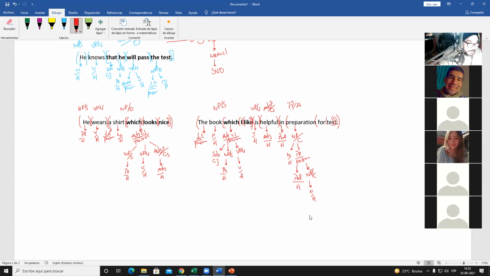Be very careful with this. En amarillo, which looks nice. En amarillo, which I like. En el análisis, adjective clause, post modifier, adjective clause, post modifier. Son iguales. ¿Cómo están hechas? No son iguales. En la número uno, vamos a escribir en verde. En esta, which es un pronoun. Ahí se ve.